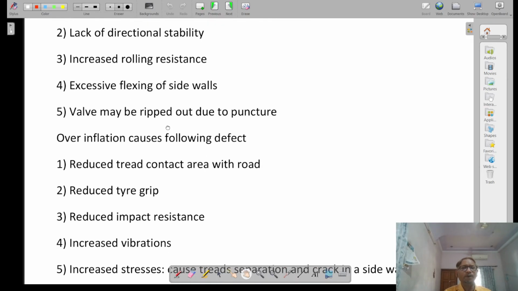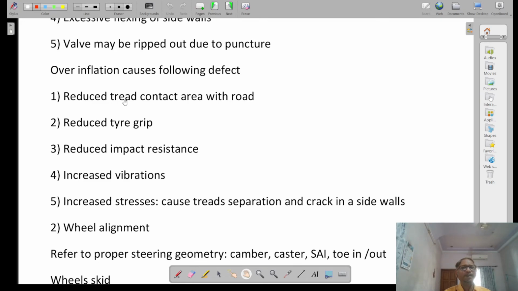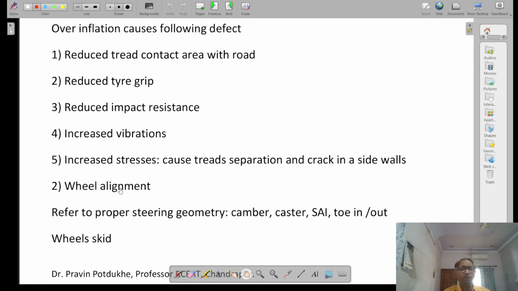What is over inflation? You are filling the tire with more pressure, so you are reducing the area of contact of the tread with the road. We are reducing the tire grip and the impact resistance. If your vehicle is vibrating, that may also be a case of over inflation. There are increased stresses, so the treads on the casing may separate and a crack may appear in your tires. There may also be a problem of wheel alignment.